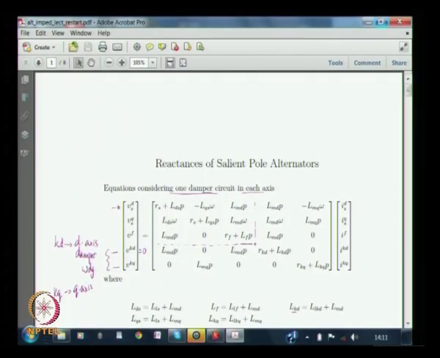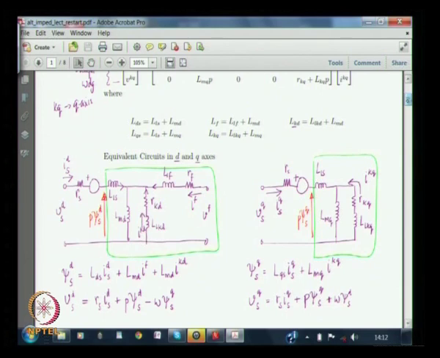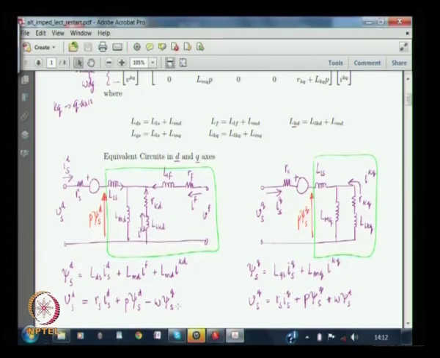In the last couple of lectures we have been looking at the reactances of salient pole alternators. We started with the equation of the salient pole alternator and derived an equivalent circuit out of that, one for the direct axis and one for the quadrature axis. Using that equivalent circuit we represented the stator voltage equations in a simplified form in terms of the flux linkages, as can be seen in these two equations.